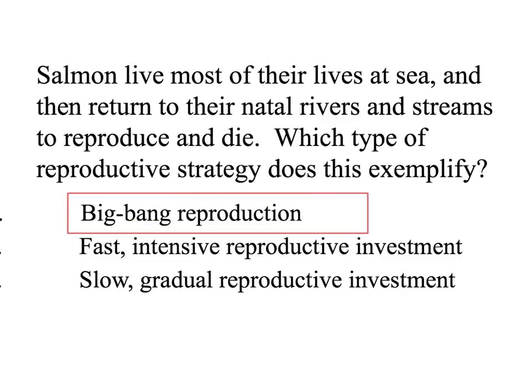The answer is Big Bang reproduction. These animals reproduce one time. They put all of their energy into that reproductive event and zero energy into maintenance. Therefore, after reproduction, those fish will die.